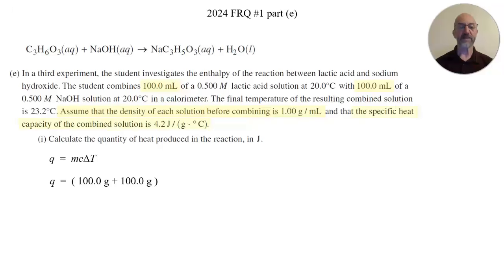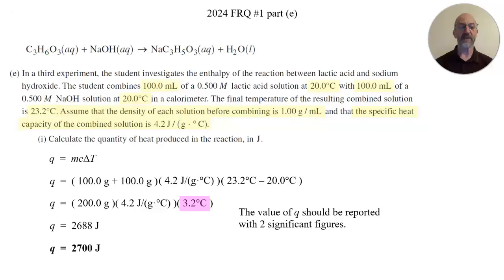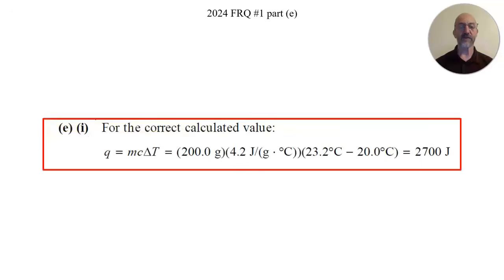The specific heat capacity was given as 4.2 joules per gram degree Celsius, and the change in temperature goes from 20 degrees Celsius to 23.2. So that's a difference of 3.2 degrees Celsius. So 200 times 4.2 times 3.2 gives us 2,688 joules, which would round off to two significant figures as 2,700 joules. So in 2024 FRQ number 1, part E, the correct answer for the first part was 2,700 joules. And you can see there's the official scoring guidelines answer for that part of the question.